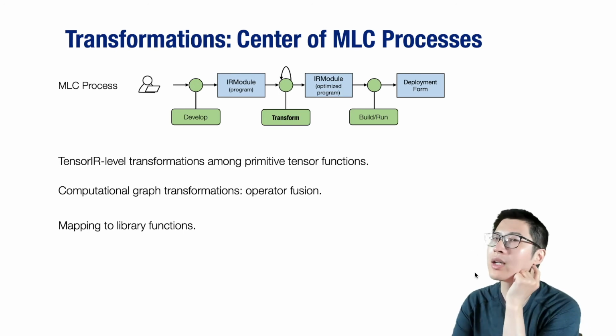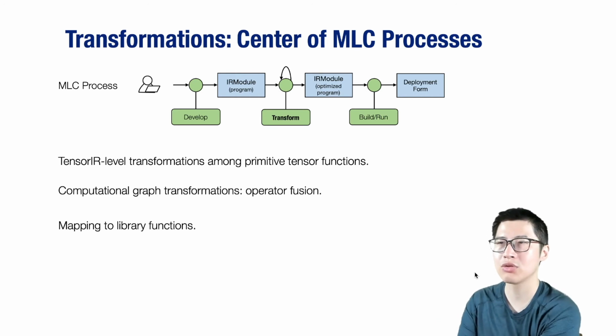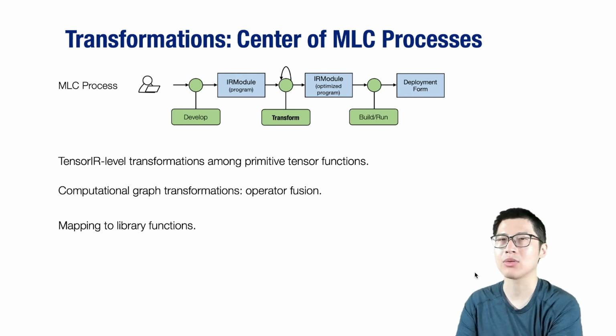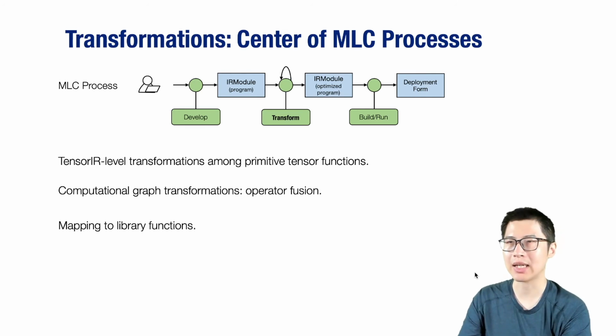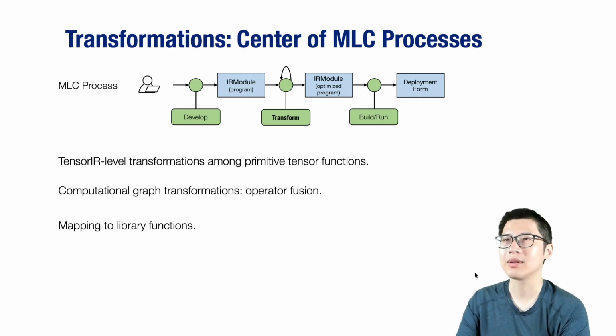And during compilation, of course, in different stages, we can choose to map part of the computations onto library functions we're interested in. We want to quickly try things out, and also mix it with code generation approaches, so that we'll be able to try out both library functions and code generation and have them work together. So transformation is really at the center of all the MLC process, and being able to represent all those code and build those transformations in an incremental fashion is really important for us to build a robust and continuously evolving machine learning compiler.